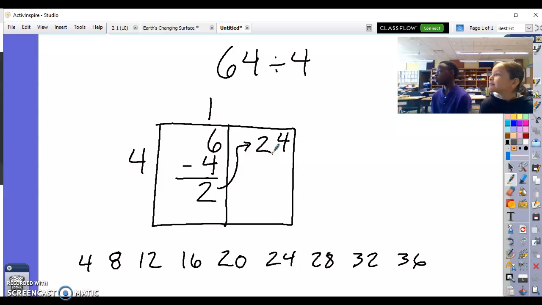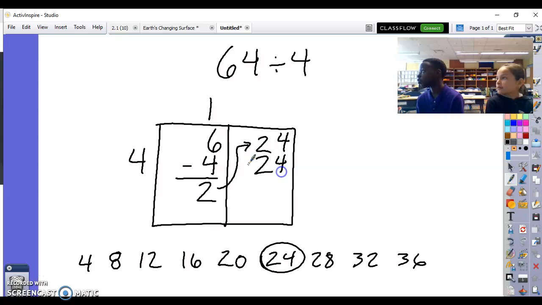Then you go down to the multiples, and you see which multiple is either less than or equal to 24. The number that's equal to 24 is 24. So then 24 minus 24 equals 0.